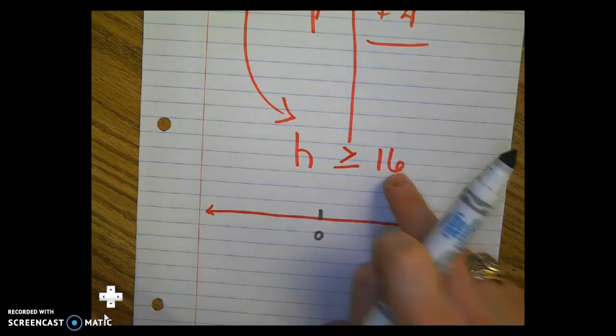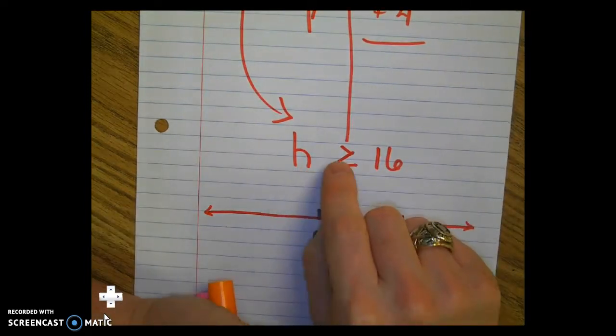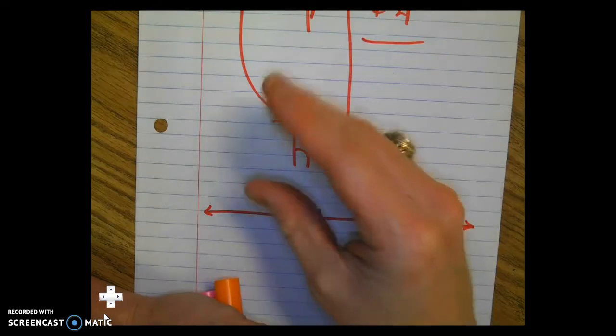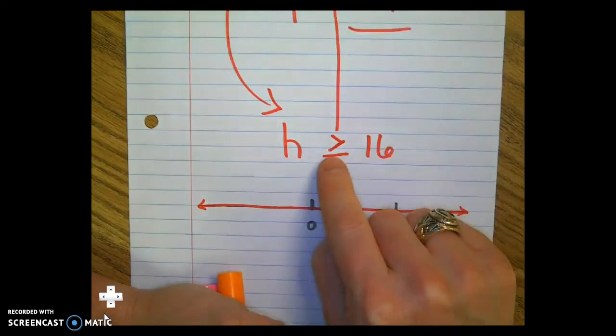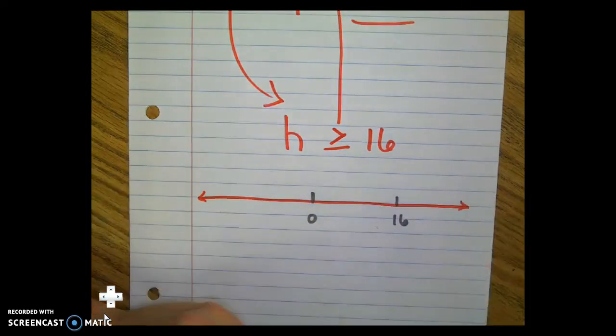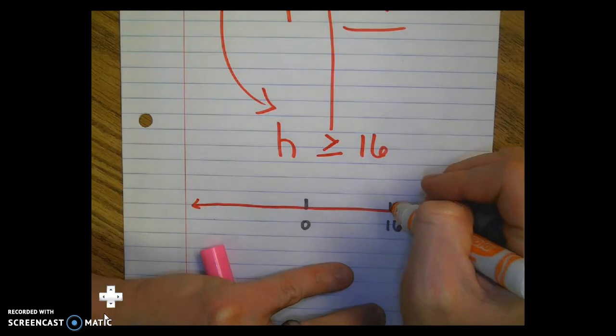or equal to 16. Do you agree? H has to be bigger. It's eating that side. So this is going to be bigger than 16, or it can be equal to 16, right? So this is why, just like a Scantron, could 16 be the answer?